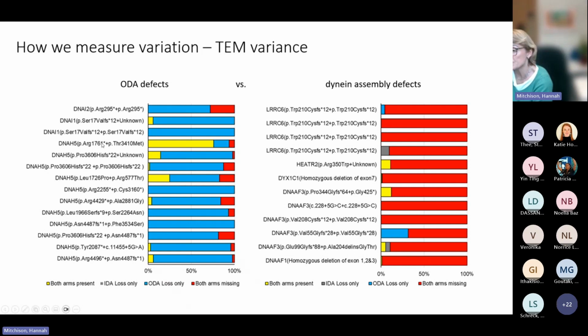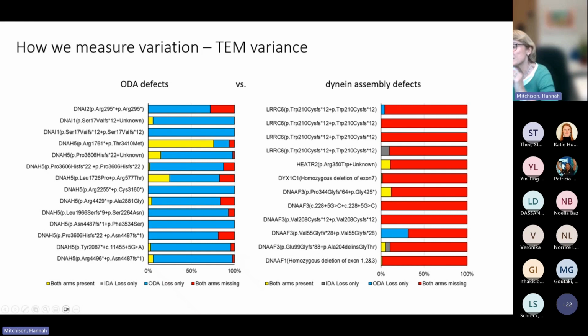And similarly here we have a DNAH5 variant in a patient, and I note it's probably a VUS, an amino acid switch, where there's actually both arms present in a lot of the cross section. So again, the genetics here is helping a lot with that difficult diagnosis.